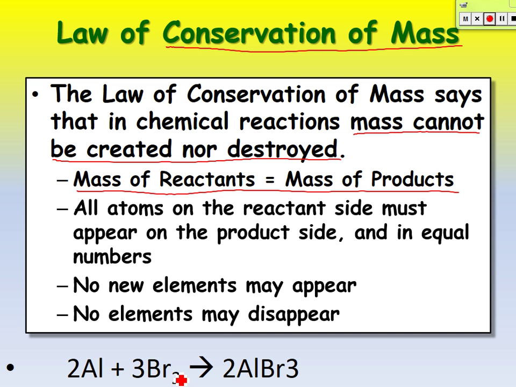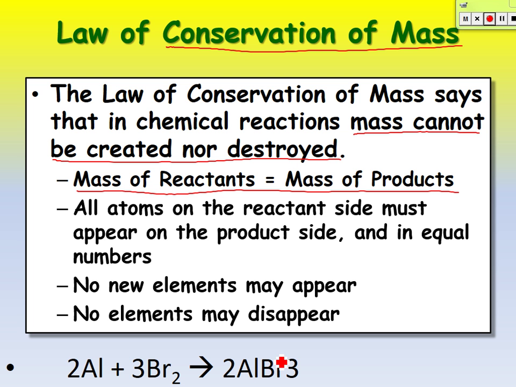How many bromine atoms do I have here, guys? 3 times 2 is 6. How many bromine atoms do I have on the right side? 2 times 3 is 6. Okay, and so that's an example of the law of conservation of mass. If I have aluminum over here on the reactant side, it's got to appear on the product side. If I have bromine on the reactant side, it's got to appear on the product side and in equal number.